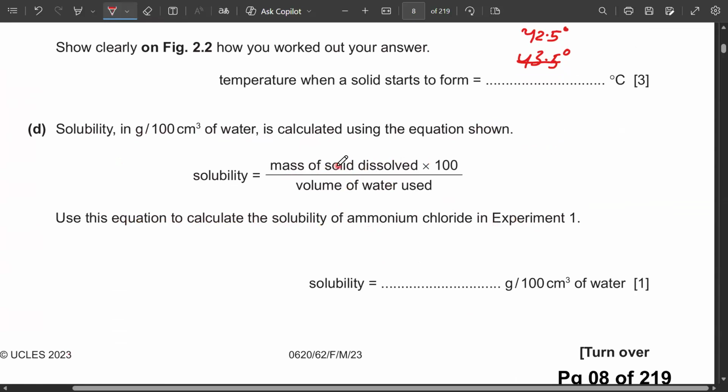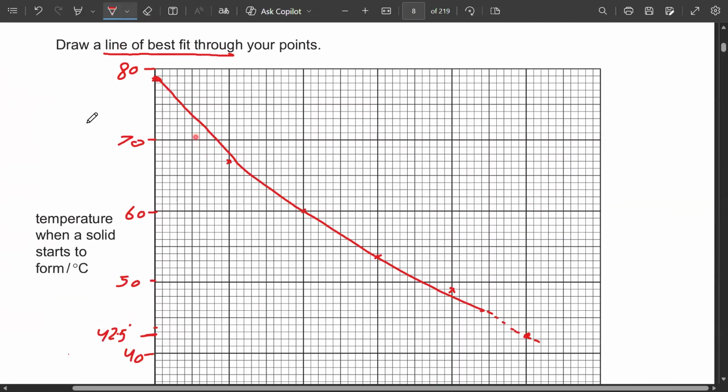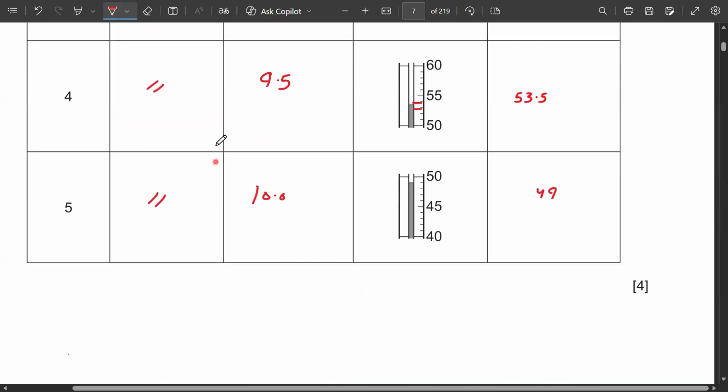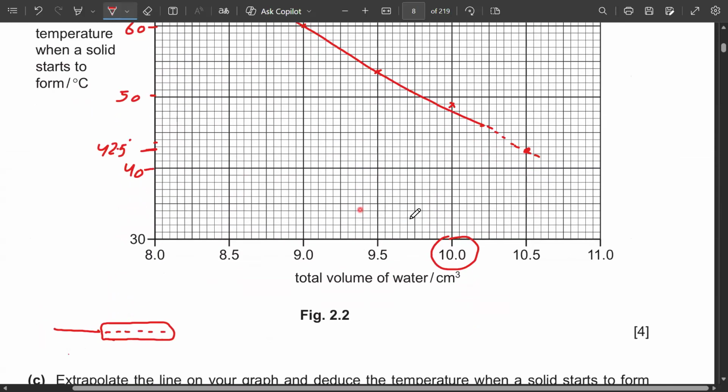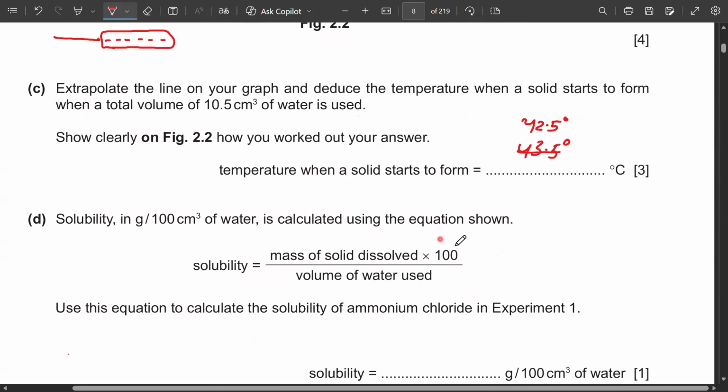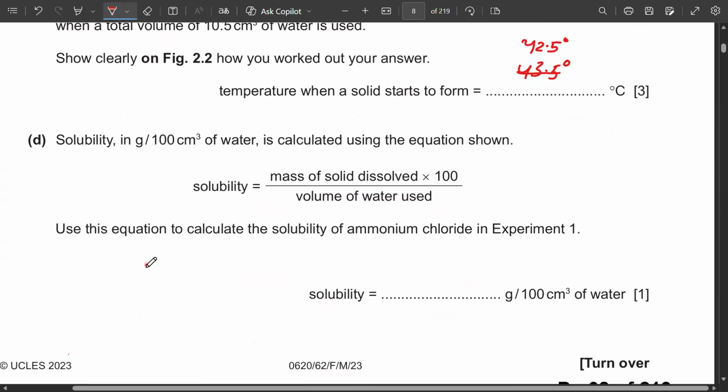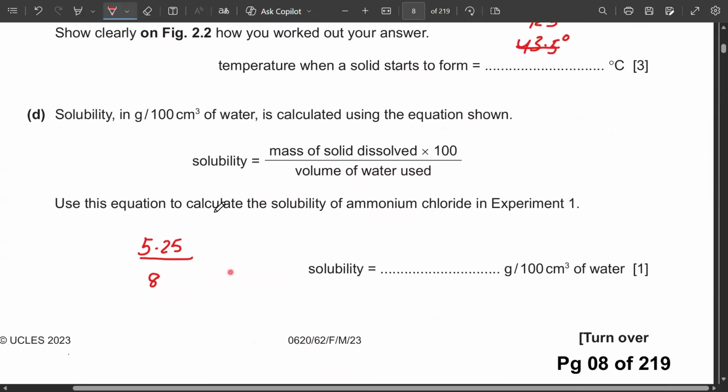So how much mass of the solid was dissolved? It was constant. You can see it was a constant value equivalent to 5.25 gram. So 5.25 gram was used. So that will be the value in the numerator divided by volume of the water used. So in experiment 1, you had used 8 cm cube of the water. So simply calculate the value.